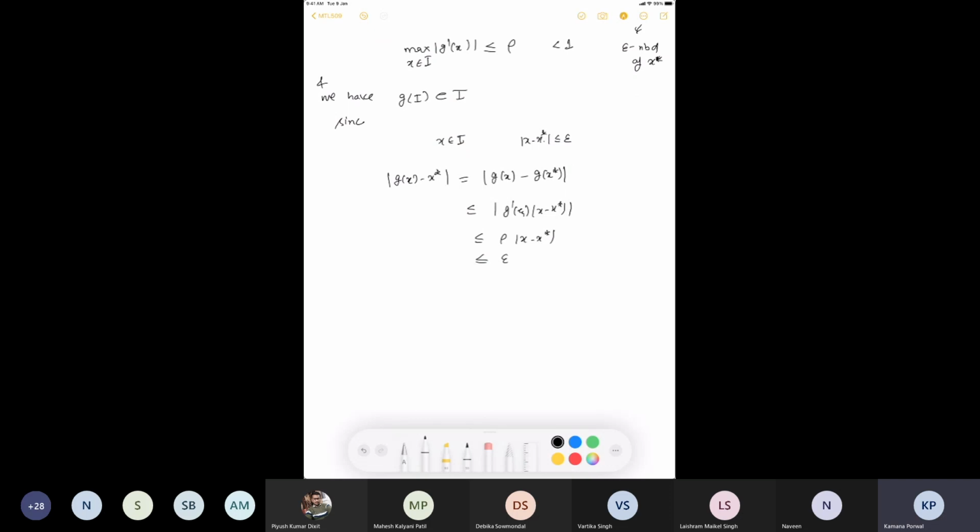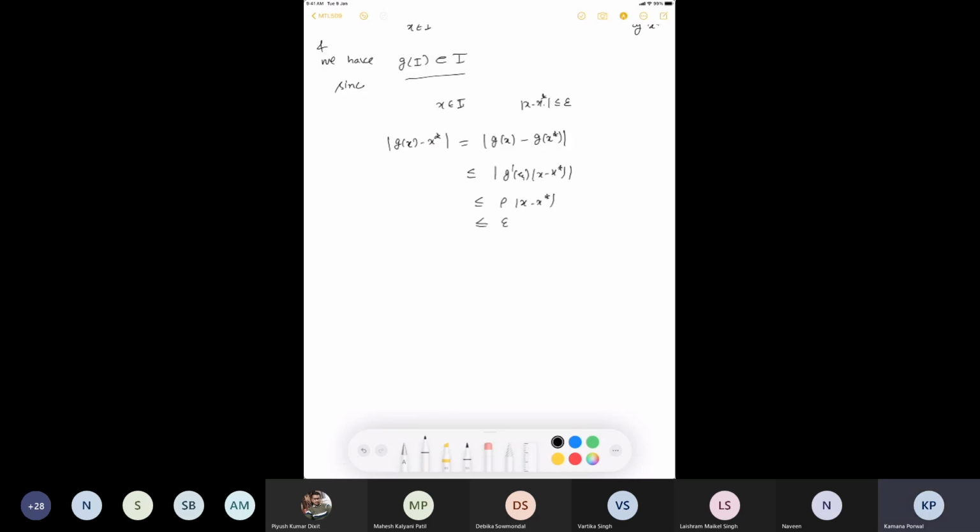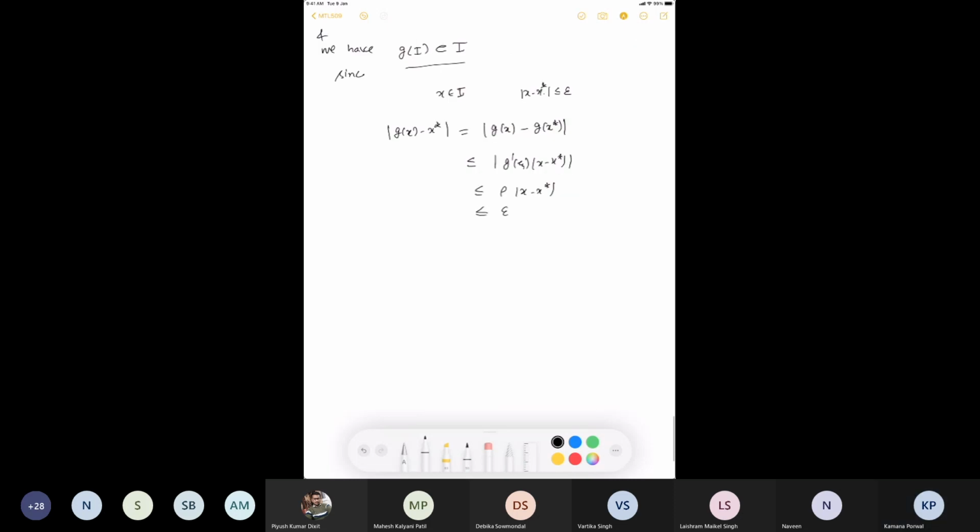So if your x is in the epsilon neighborhood of x star, then your g(x) is also going to lie in the same neighborhood, right? So we have that g(I) is contained in I. So I can apply the previous theorem.